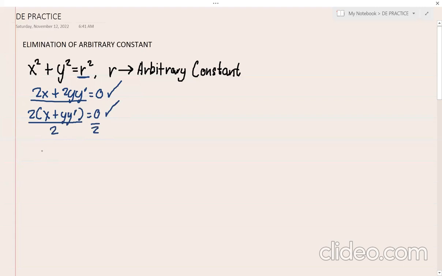So what happens pag dinivide mo si equation nito by 2? We will have x plus y times y prime is equal to 0. So yun, eto nakasimplify na to. So for me, I'm going to leave this as my final answer. Kung gusto nyo, i-transpose nyo si x sa kanan, wala namang problema. Or i-transpose mo si y prime sa kanan, wala ding problema. Because the answer is still correct. Okay? So yun.